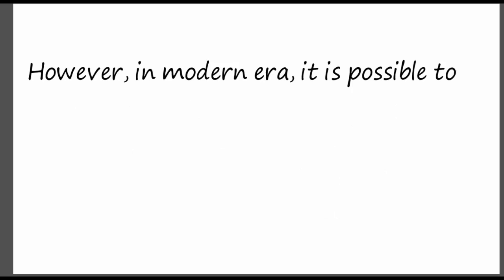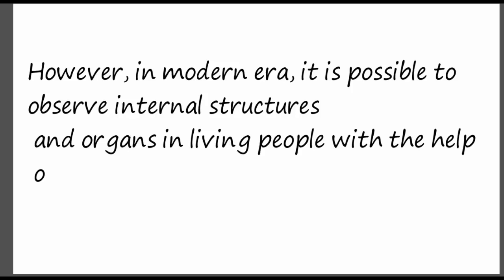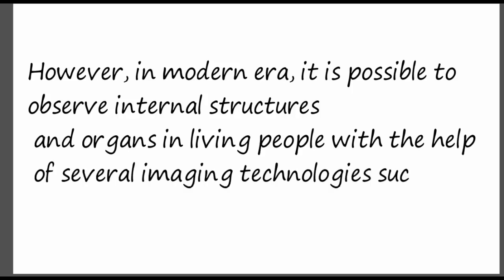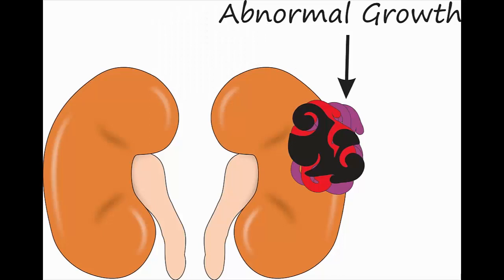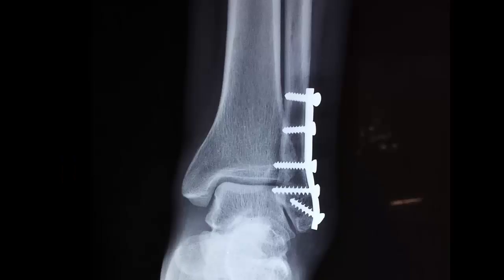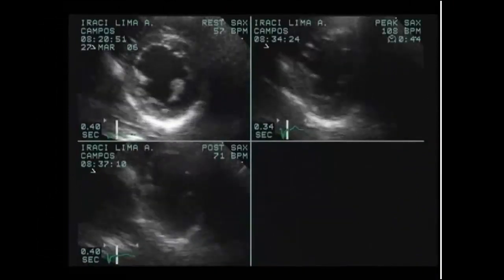However, in the modern era, it is possible to observe internal structures and organs in living people with the help of several imaging technologies such as CT scans, MRIs, ultrasounds, and X-rays. Other than outlining normal anatomy, many of these techniques allow clinicians to visualize structures in cross-sections inside the living body and differentiate normal anatomy from abnormal, such as a cancerous tumor growth or a fractured bone. Using many of these modalities, you can also see some of the anatomy in action.